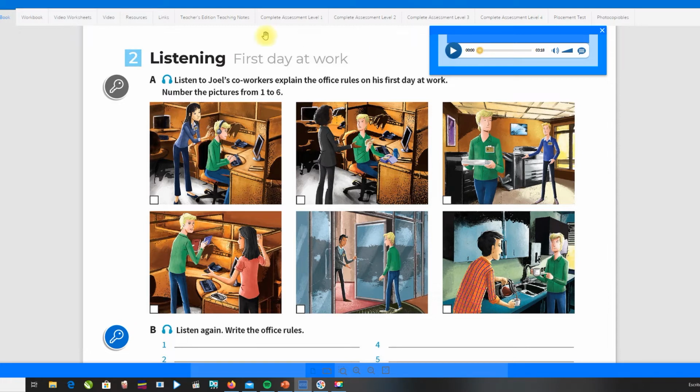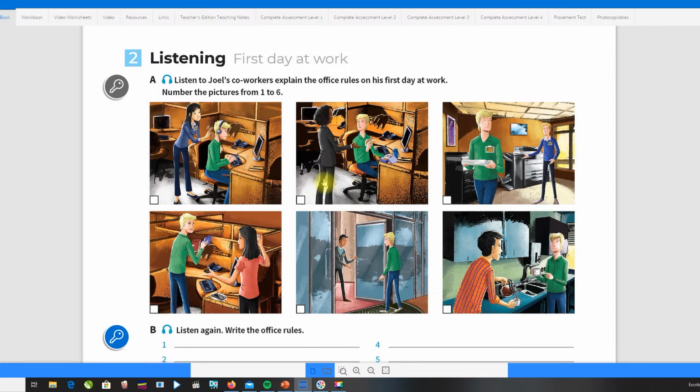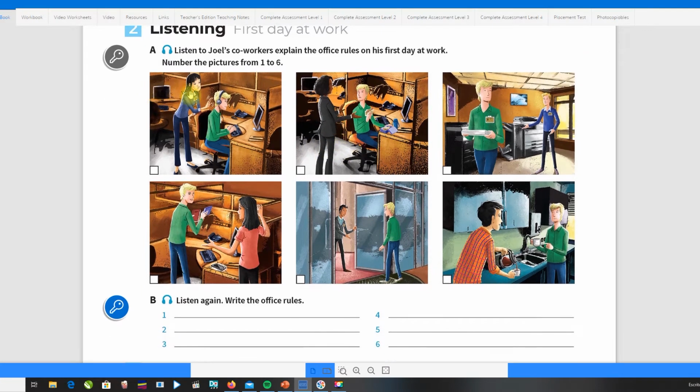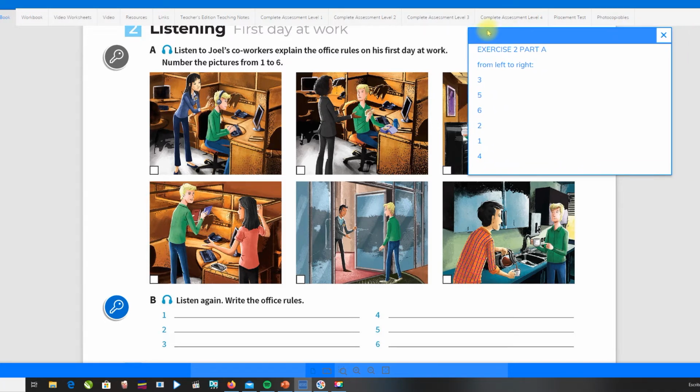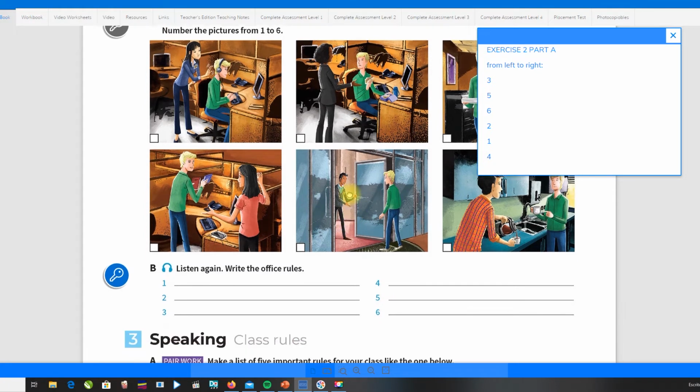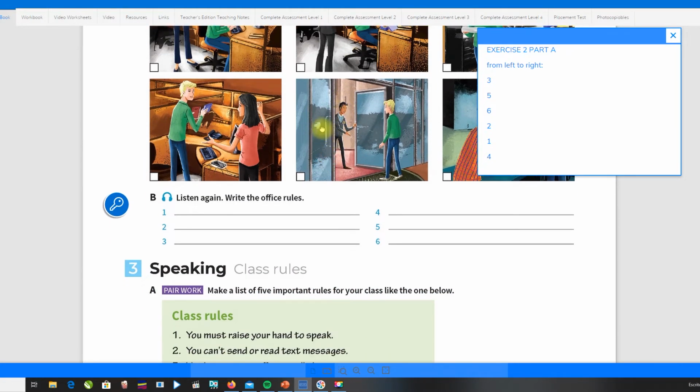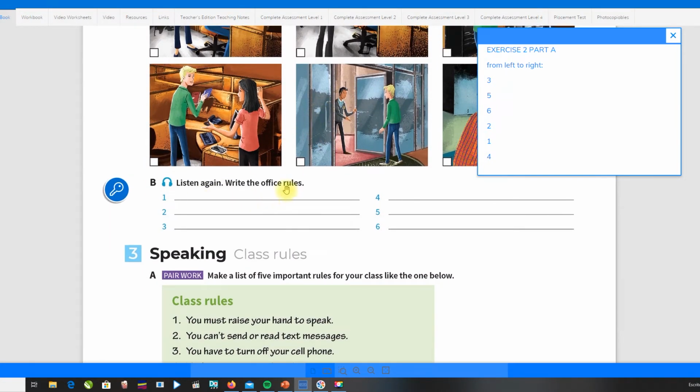This was the listening, and you have to explain the office rules on his first day at work. Right, so, because we have a video and the time is short, let me show you what these rules are. Alright, here we have the correct sequence: 3, 5, 6, 2, 1, and 4. And then on this part we have to write the office rules.